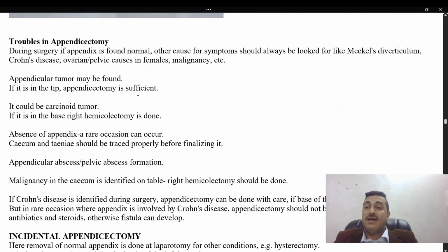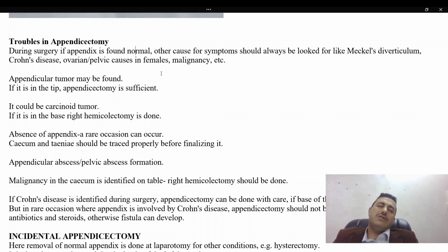Some troubles in appendectomies. For example, during surgery, if the appendix is found to be normal, what to do? We diagnosed the patient with appendicitis, we opened, but the appendix grossly looks normal. I know that macroscopically you cannot conclude 100% it's normal, but it looks normal.